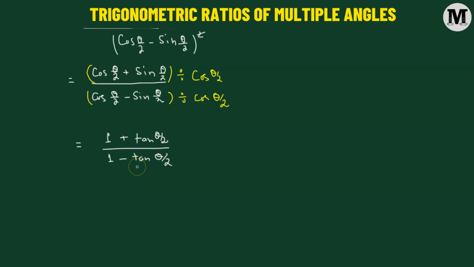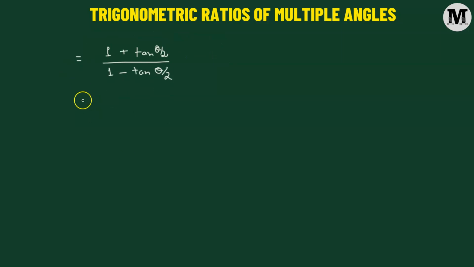Now here, we are going to use a fact. We know that the tangent of pi over 4 radians always amounts to 1. So we'll use this in place of 1 in the numerator.